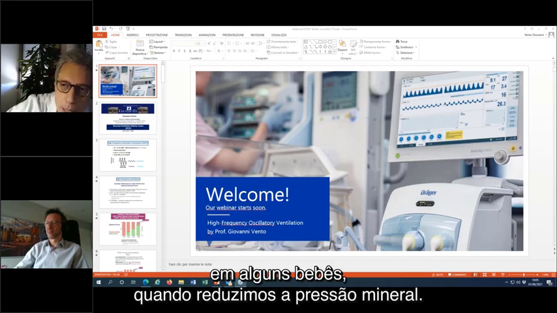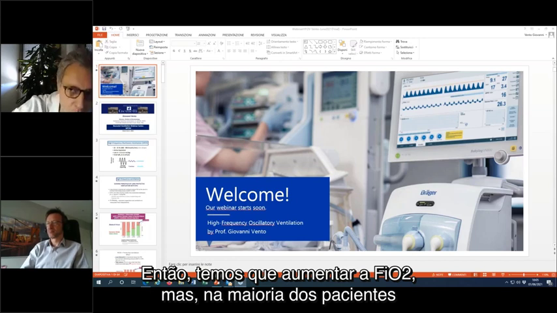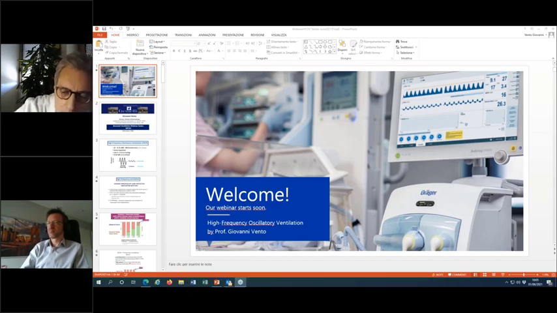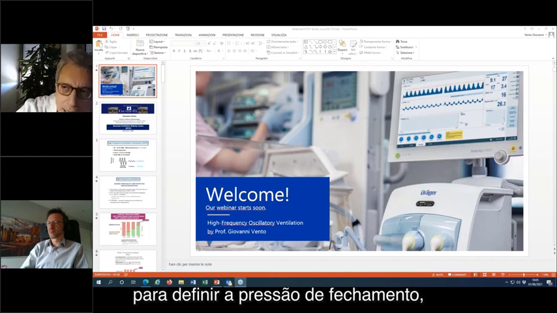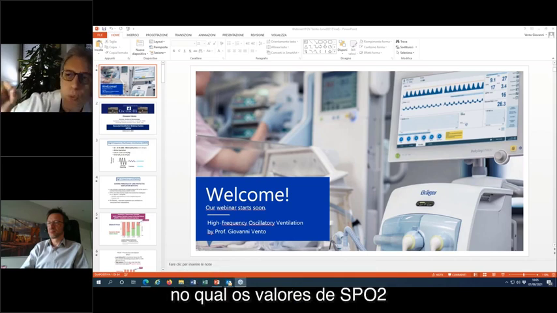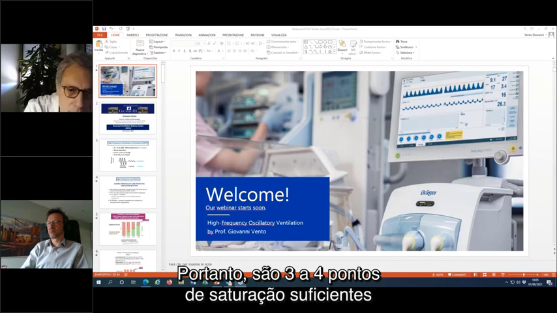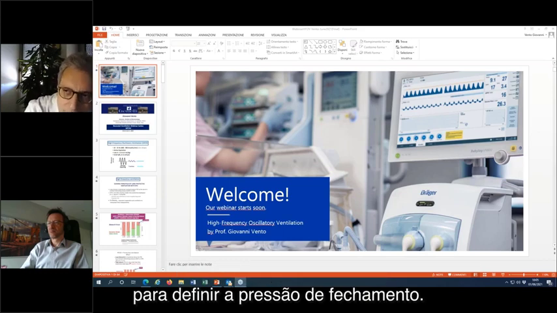In some babies, when we reduce the mean airway pressure, in some cases we have a dramatic SpO2 reduction, and then we have to increase FiO2. But in most patients, to define the closing pressure, the closing pressure will be the level of mean airway pressure at which the SpO2 values drop from 90 to 93% to 88, 89. So it's sufficient to have 3-4 points of less saturation to define the closing pressure.